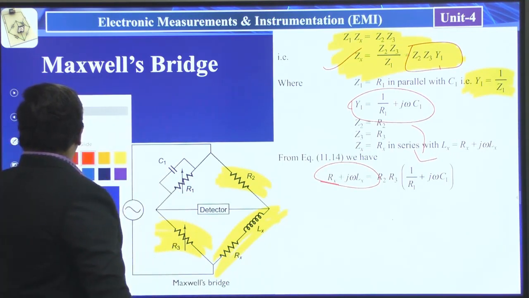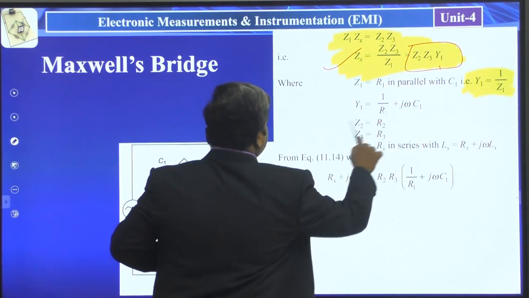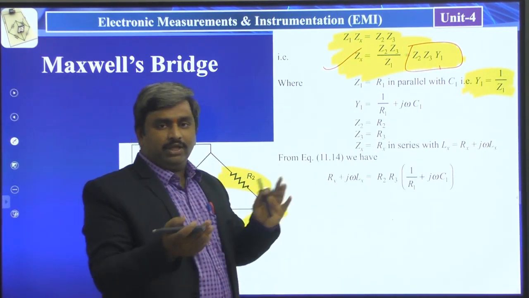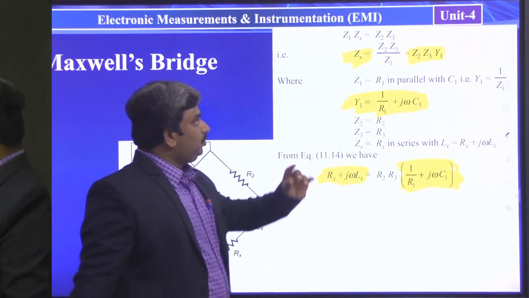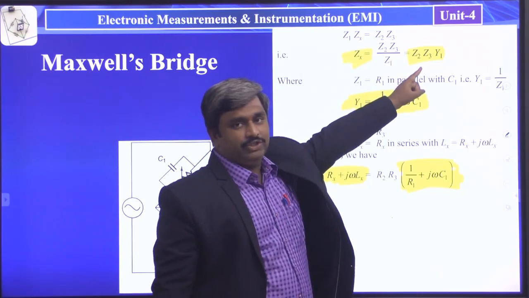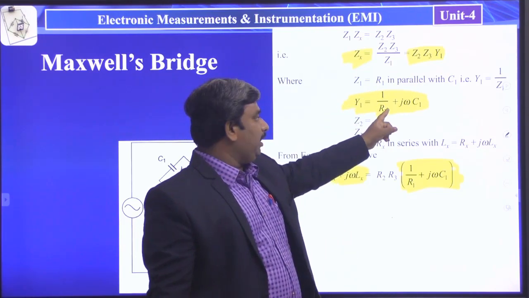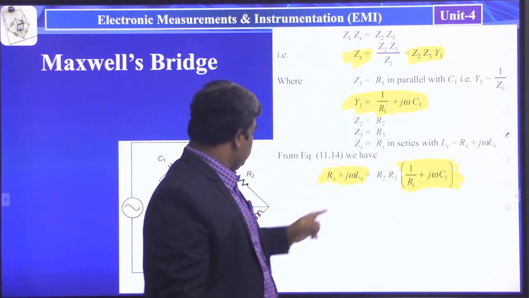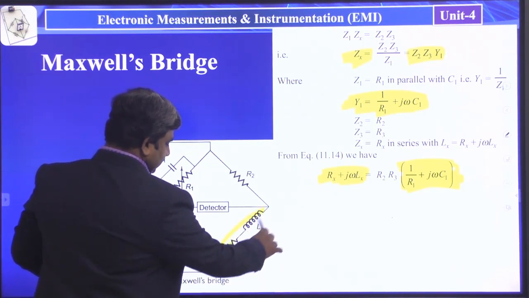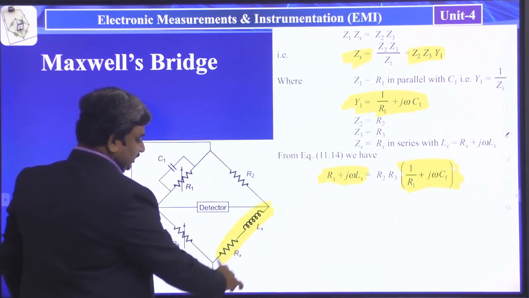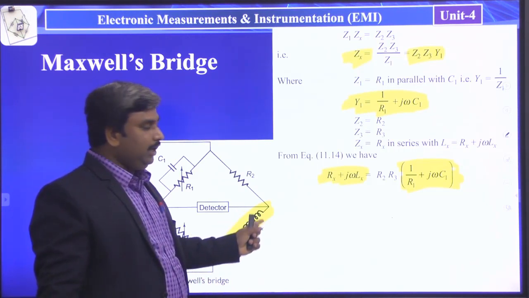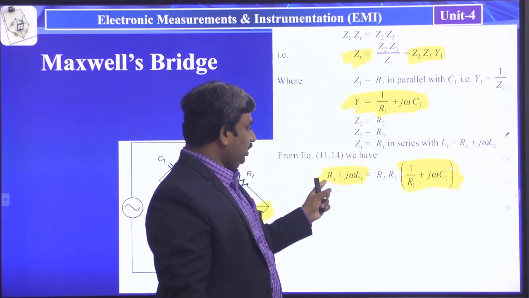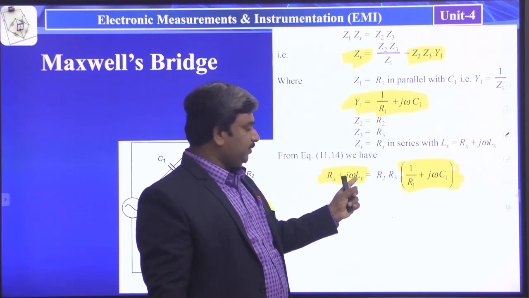Now we have to simplify this expression. Here you have to separate the imaginary part. See here, Zx is equal to Z2 Z3 Y1, and Y1 is equal to 1 by R1 plus J omega C1. So we are writing the Zx value here. Zx we take from the fourth arm, that is Lx in series with the resistance Rx, so Rx plus J omega Lx. That is the left side of this equation from the bridge balancing condition.